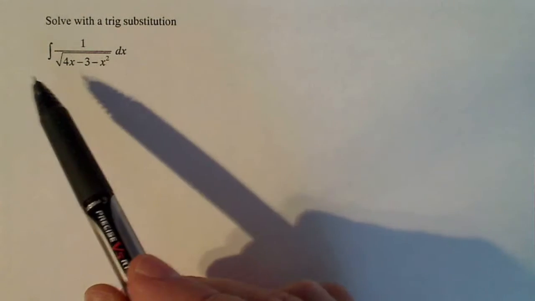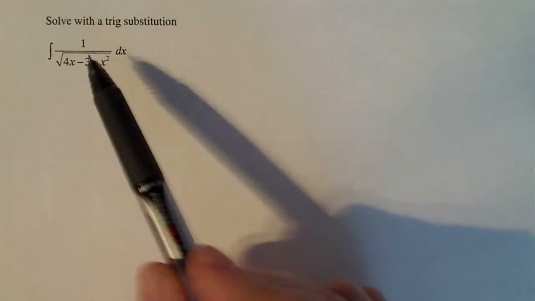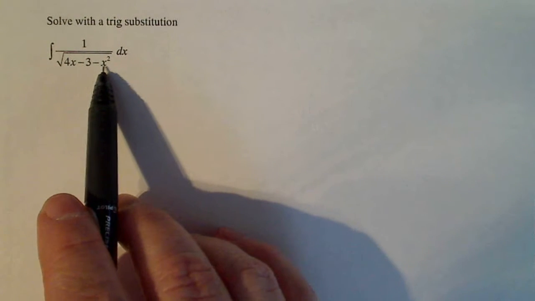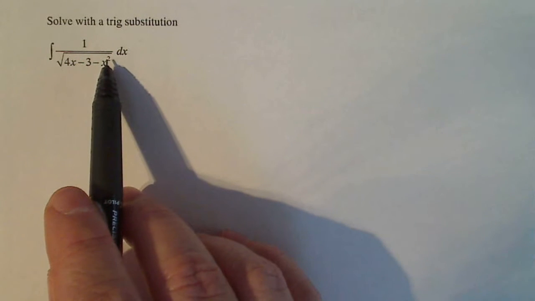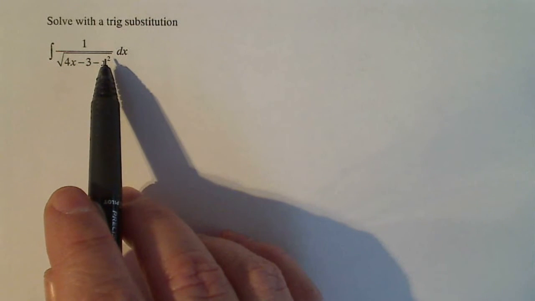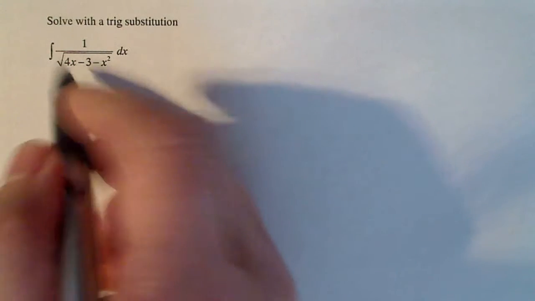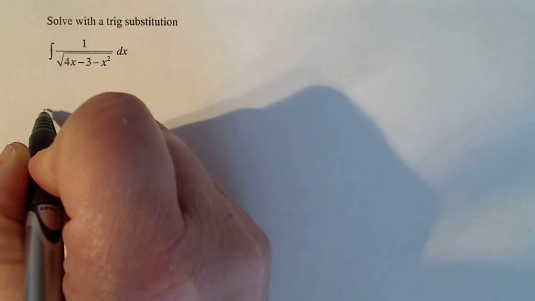So if we're going to use trig substitution here, and regular substitution doesn't work either, because if I let this guy be u, there's no x to take care of the derivative there. So we have to use a trig substitution, which means that I have to complete the square on that quadratic down there. So I'm going to do this.